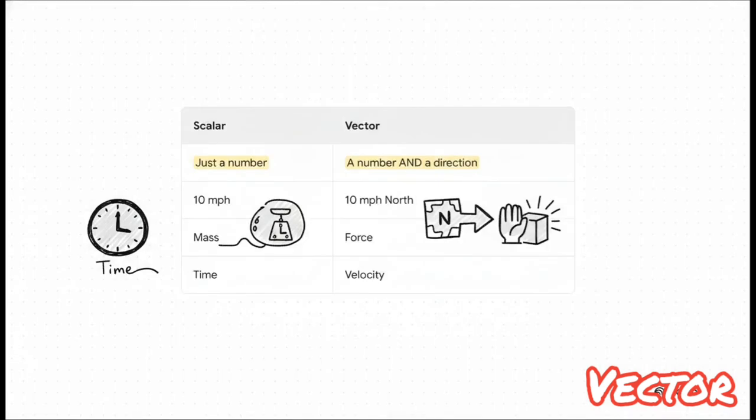And this gets to the heart of it. There's a fundamental split in how we describe things. On one side, you've got scalars. These are simple, just a number, things like mass or time. But on the other side, you have vectors. And for these, a number isn't enough. You need the number and a direction. 10 miles per hour, north. Now you know what's happening.